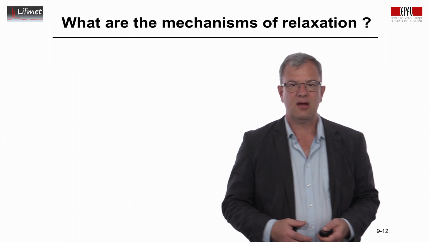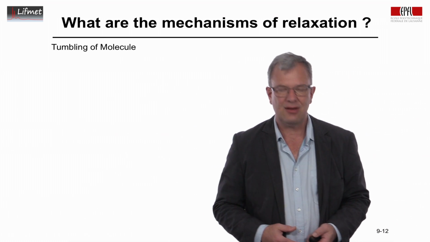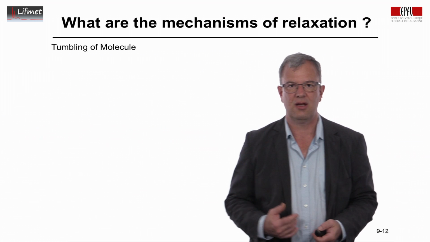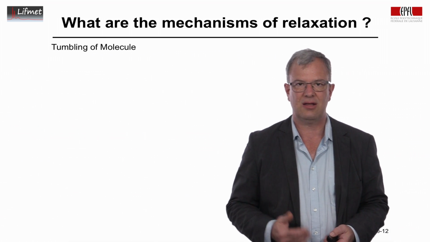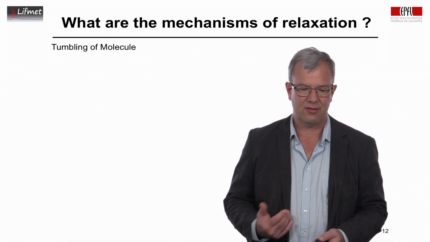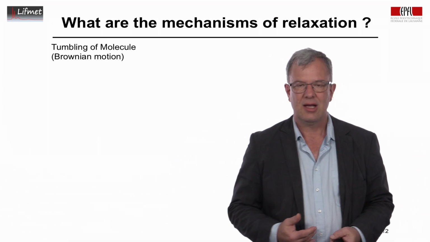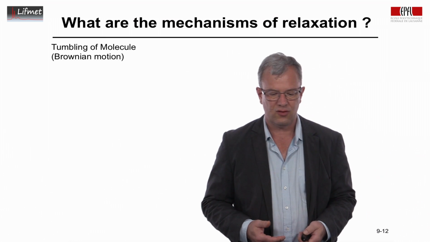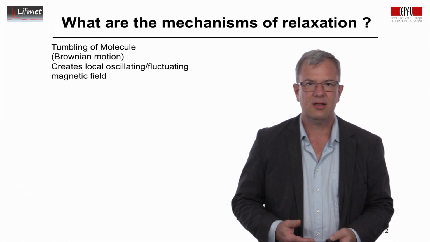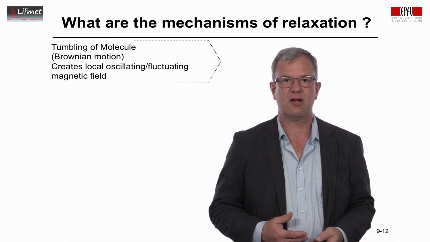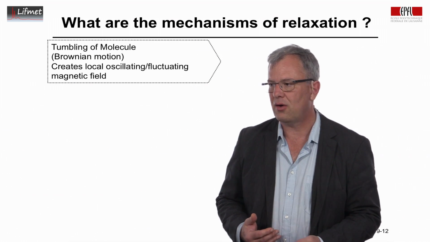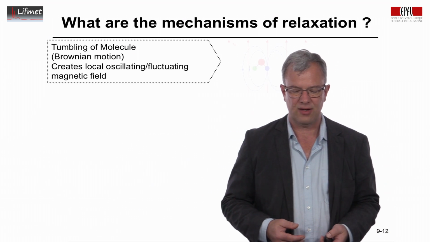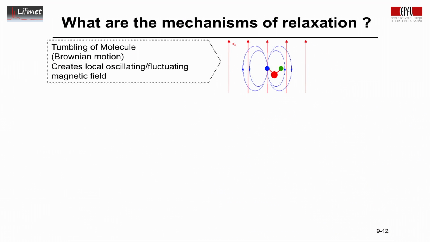So, what are the mechanisms of relaxation? Essentially what we're dealing with here is the fact that our molecules are not static, that they move. And we have, for example, Brownian motion. Now, if you have a molecule that moves, the motion in a magnetic field will create local oscillating or fluctuating magnetic fields. They are small. You can easily picture this. Here's a molecule that kind of tumbles.